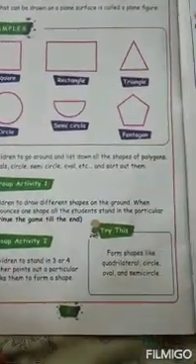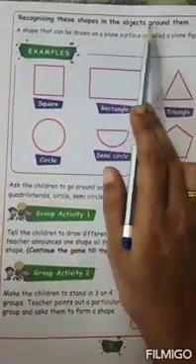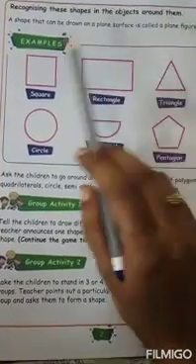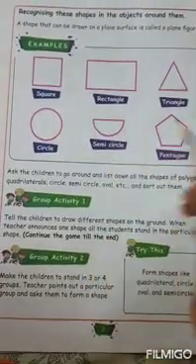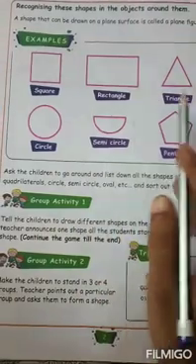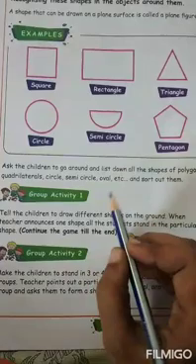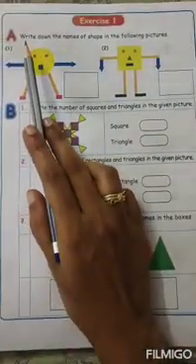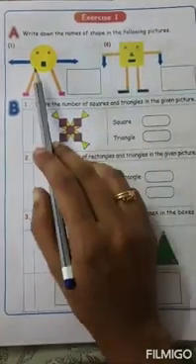And you have one more exercise here in page number 3. We didn't see that. See here, recognizing these shapes in the objects around them. You know about the plane figure. Okay, all 2D shapes are plane. The shape that can be drawn on a plane surface is called plane figure. Square, rectangle, triangle, circle, semicircle, pentagon, all those things are 2-dimensional shapes. Okay, so 2 activities they have given and the exercise is in first Roman you have to write the names of the shape in the following pictures.